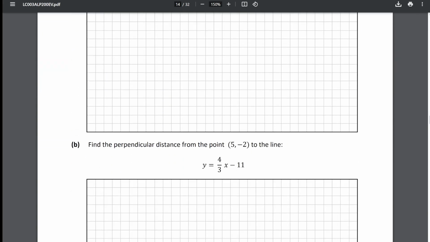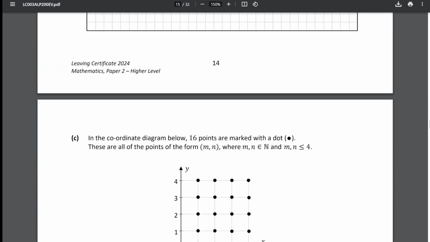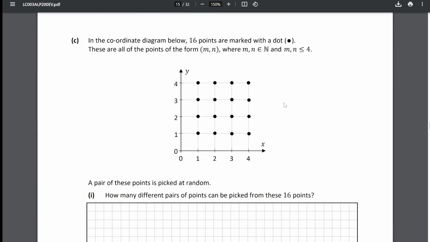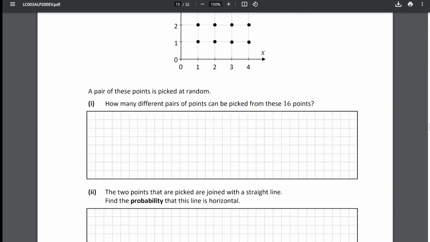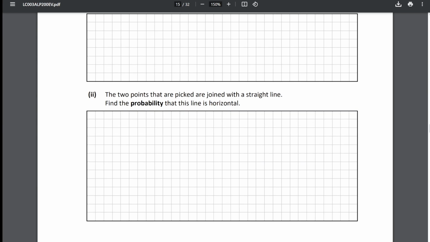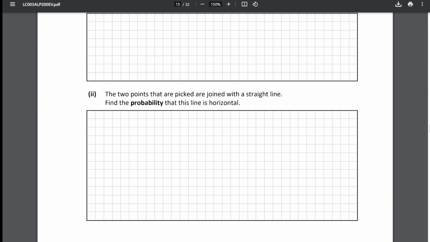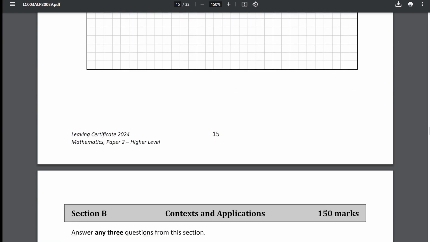Some more coordinate geometry, just utilizing formulas again, very standard stuff. And then they chucked some probability into coordinate geometry. So that's definitely not a regular combination, but it is a really interesting combination.